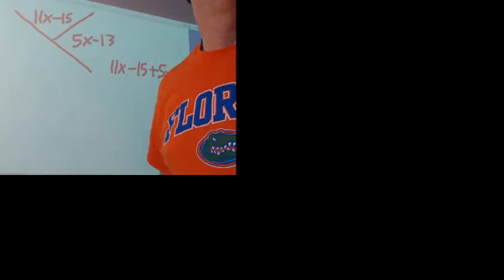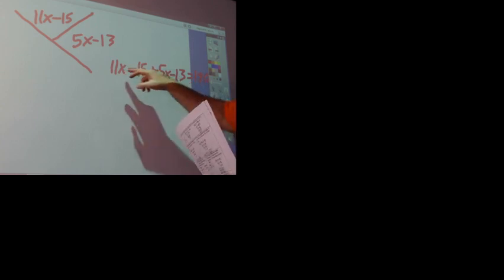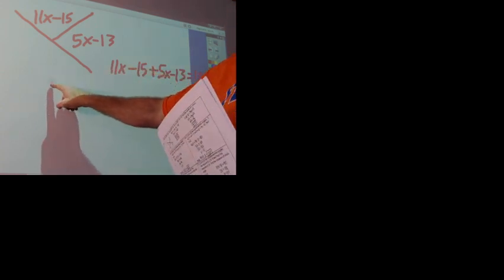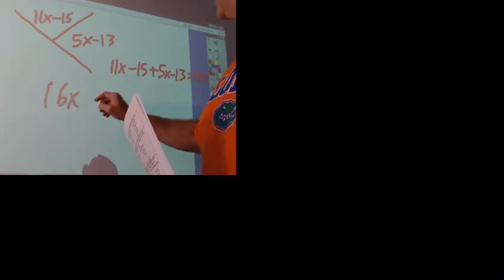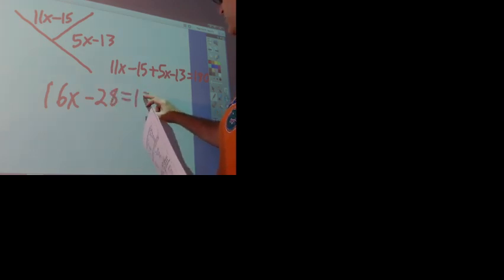So now I take 11x minus 15 plus 5x minus 13, and that gives me a total of 180. I have like terms on this side, so 11x plus 5x is 16x, negative 15 minus 13 is negative 28, equals 180.